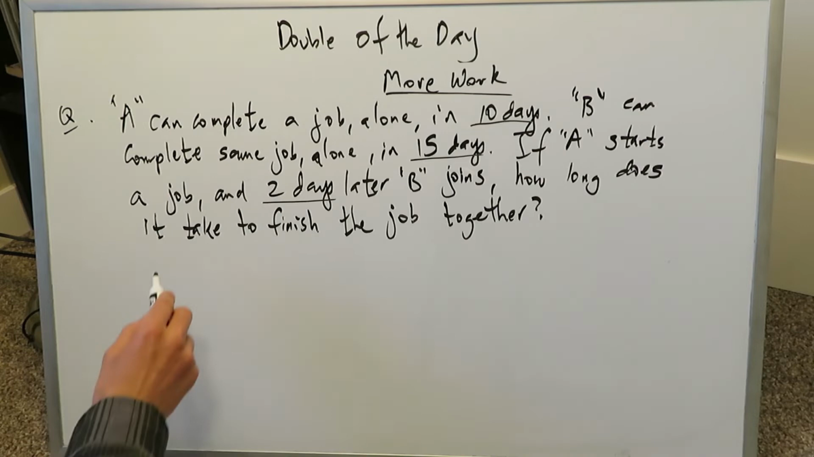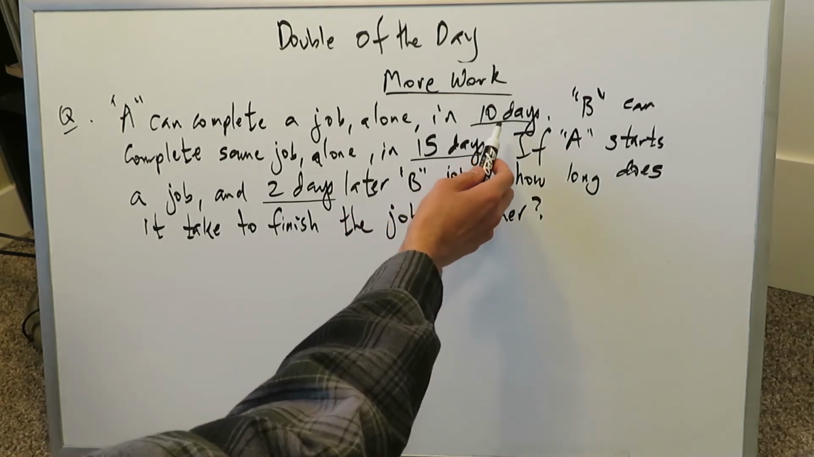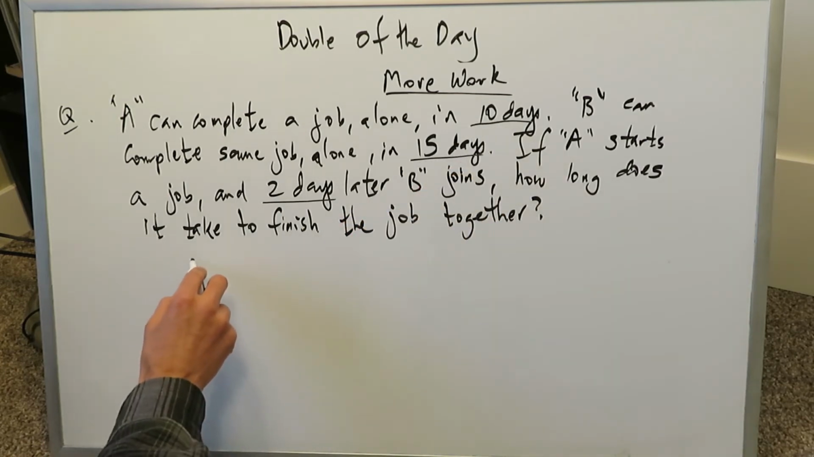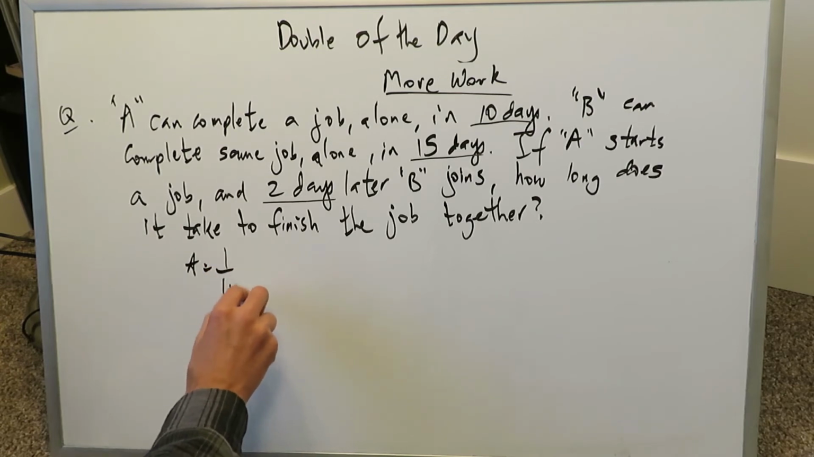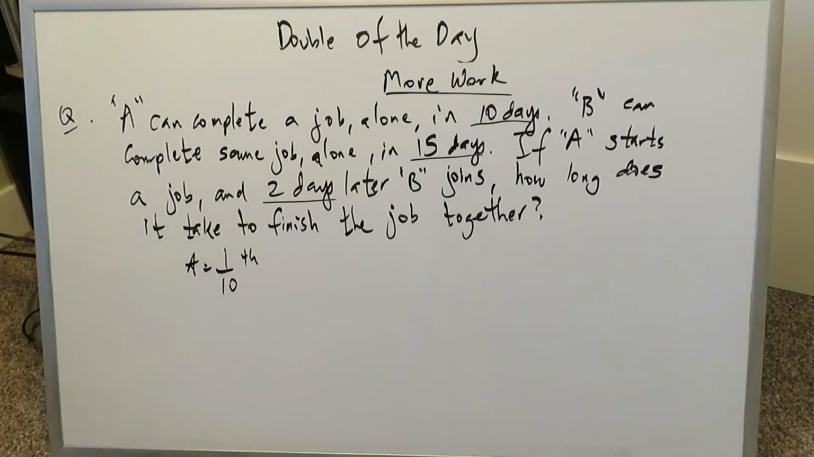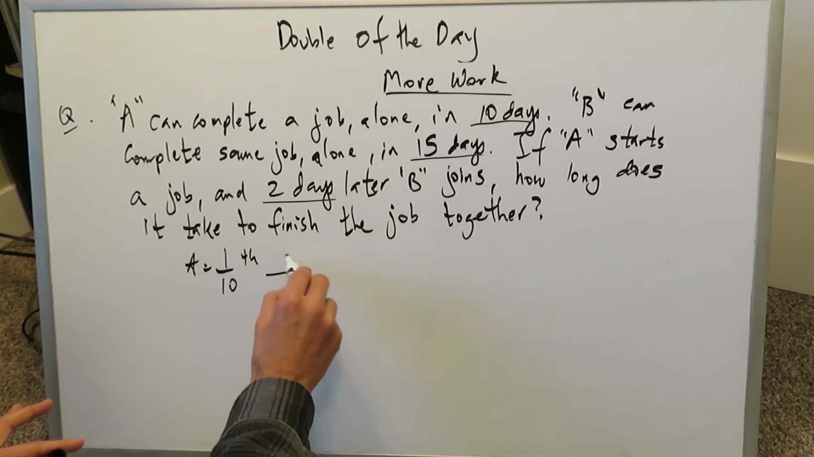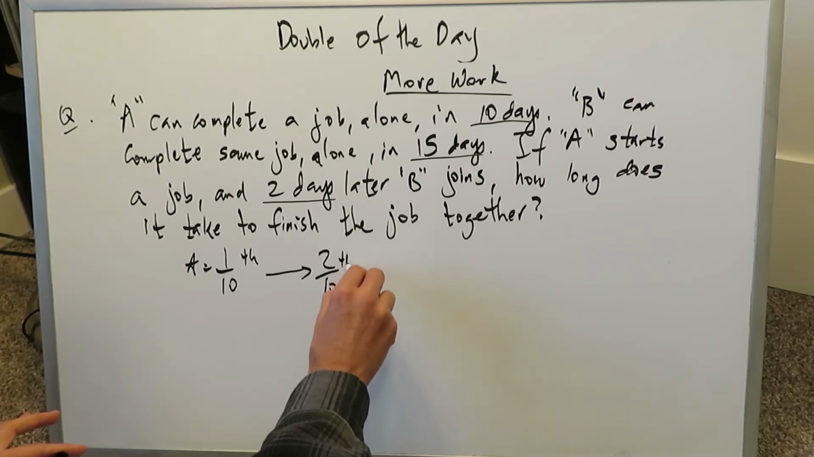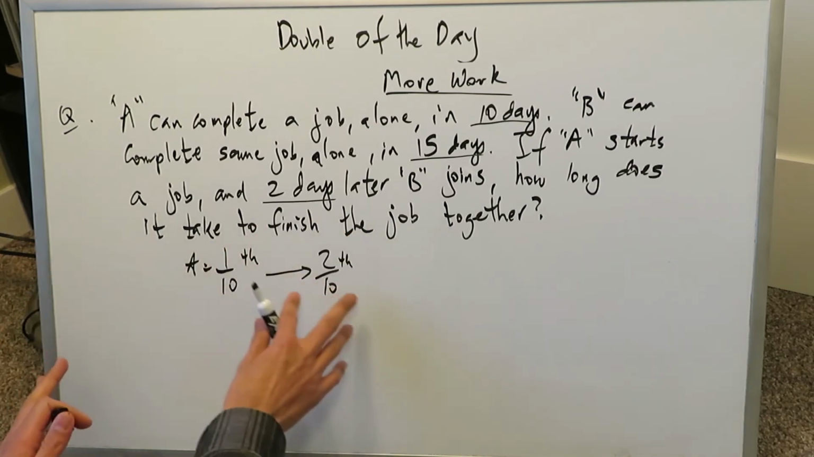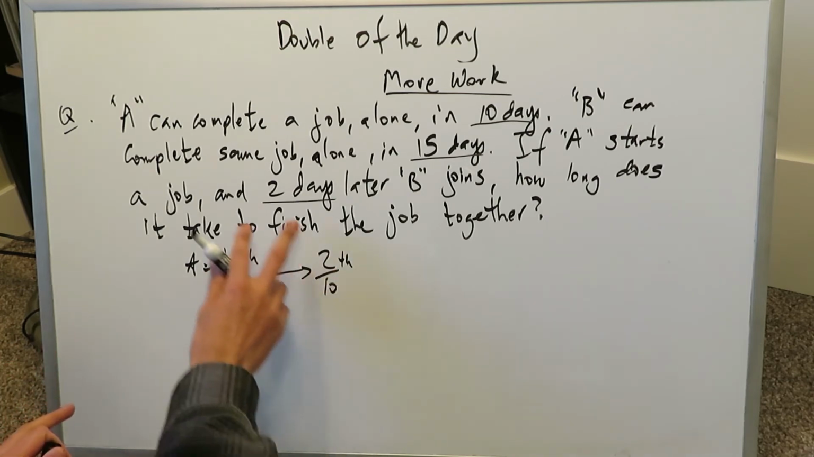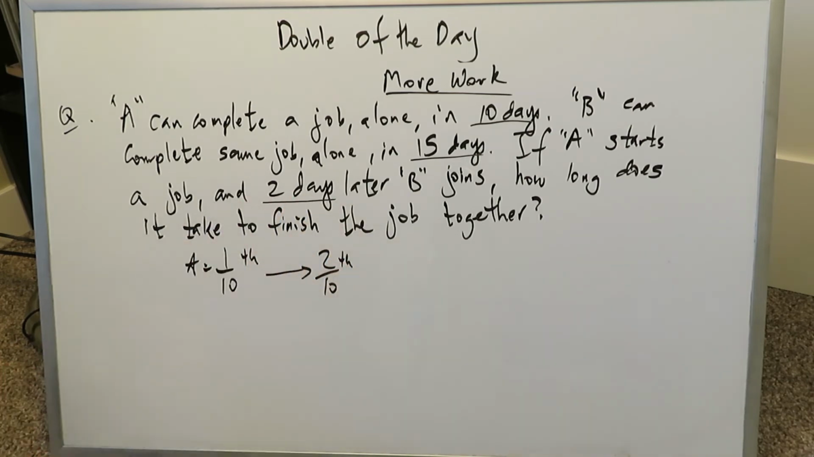What do we know about A? If A is working a job and it takes 10 days, each day A is completing 1/10 of that job. Think about it. If A can complete a job in 10 days, each day it does only 1/10 of the job. And in these 2 days where it's working alone, it has done 2/10 of that job, because it had no help. He or she or it has completed 2/10 of a job. Remember, A can be a machine or it could be a person.